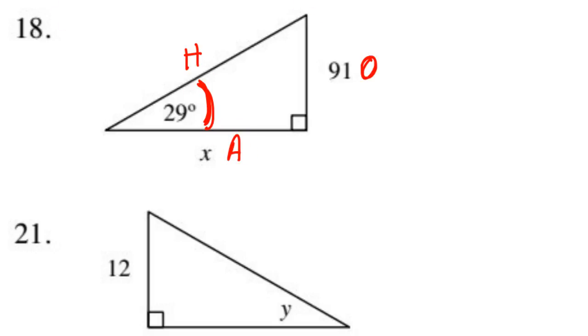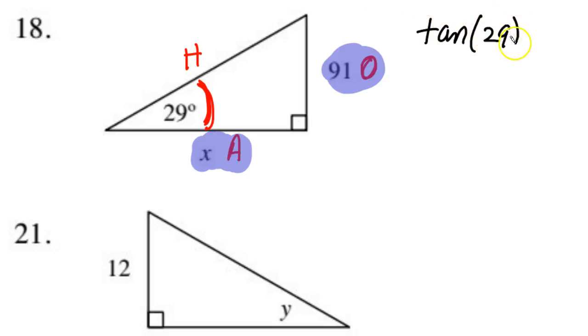So now, let's see. They give me this, the opposite. They want this, which is the adjacent. Opposite and adjacent, ooh, tangent. So this is a tangent problem. So tan 29 is equal to opposite over adjacent. I really don't like it when they put those variables in the denominator just because it's a little bit more work, but that's okay. So 1 times 91, simple enough.